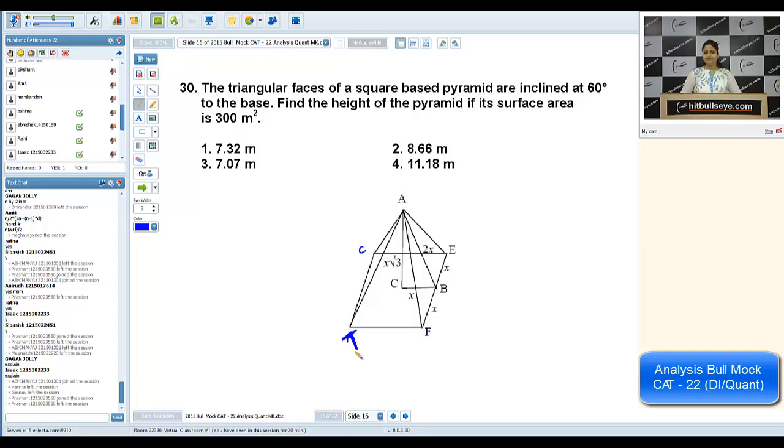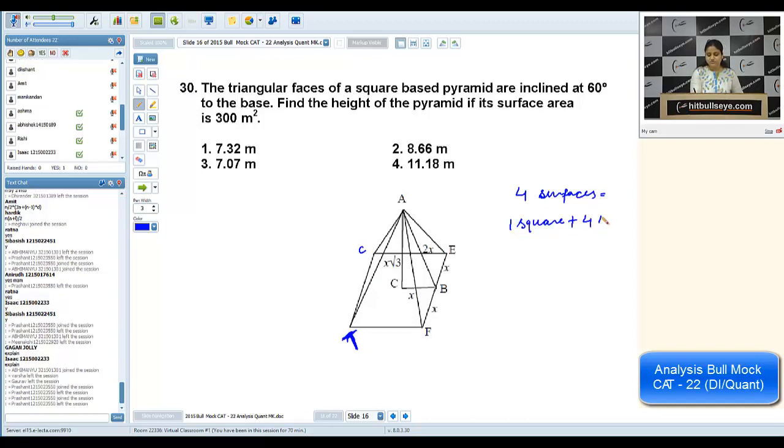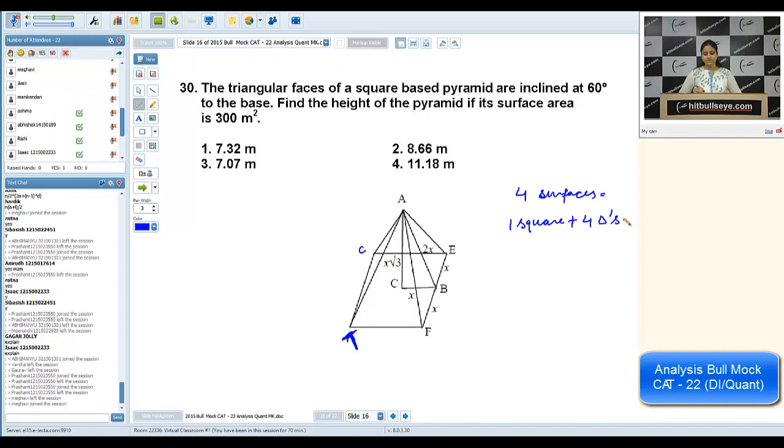Now what do you mean by surface area of any figure? It means the area of the outer surfaces. So in this we have 4 surfaces, and they are 1 square, which is used in the base, plus how many triangles? 4 triangles. Each triangle is formed on the edge of the square.